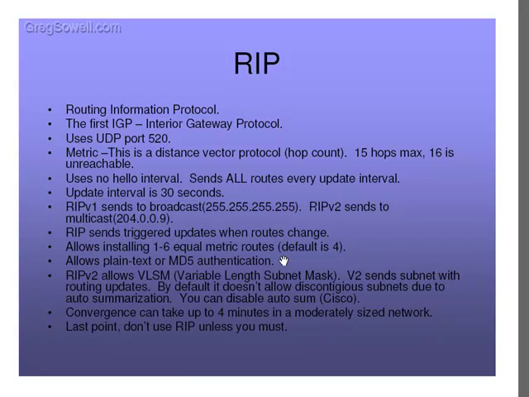It allows plain text or MD5 authentication. RIP version 2 actually allows variable length subnet masking or discontiguous networks to work. Before that, you couldn't have 10.1 on one side of your network and 10.2 on the other side with a RIP router in between, because those are discontiguous and it only respected the classful boundaries. 10.0.0.0/8 was absolute. It could only live on one interface or the other. Whereas RIP version 2 got around that.